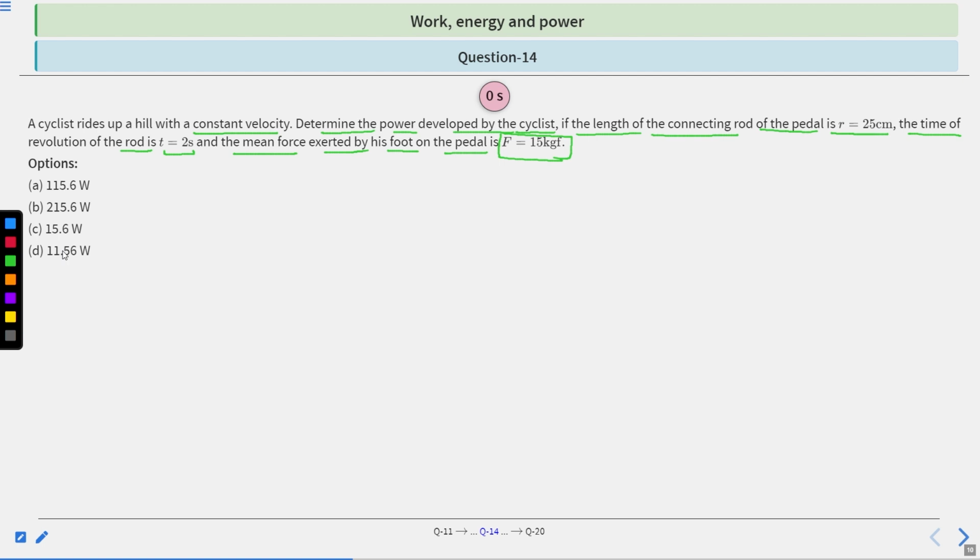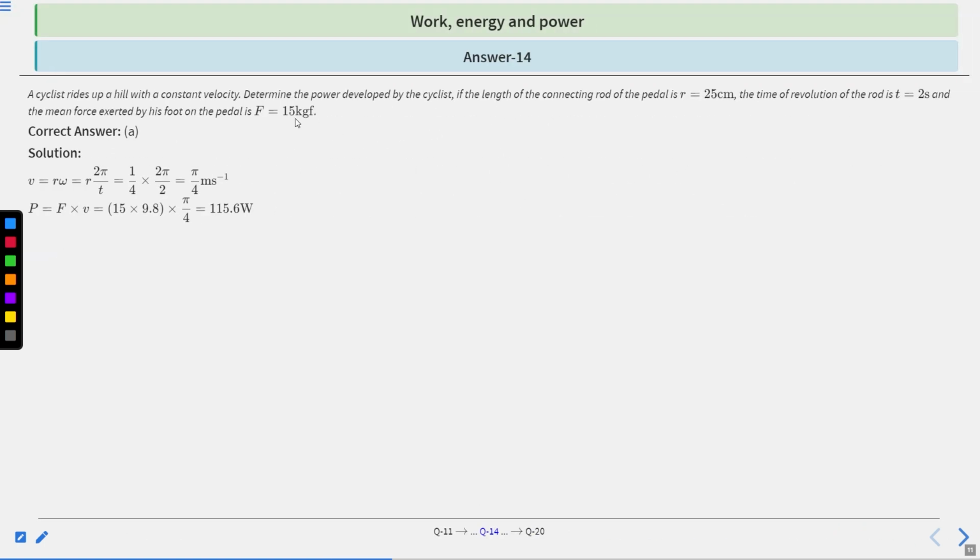Let's find the solution. The given terms are F equal to 15 kgf, r equal to 25 centimeter, and T equal to 2 seconds. We know v equal to r omega, where omega equals 2 pi upon t. Putting the omega value, you get v equal to r into 2 pi divided by t. Putting in all the numerical values, you get v equal to pi by 4 meter per second.